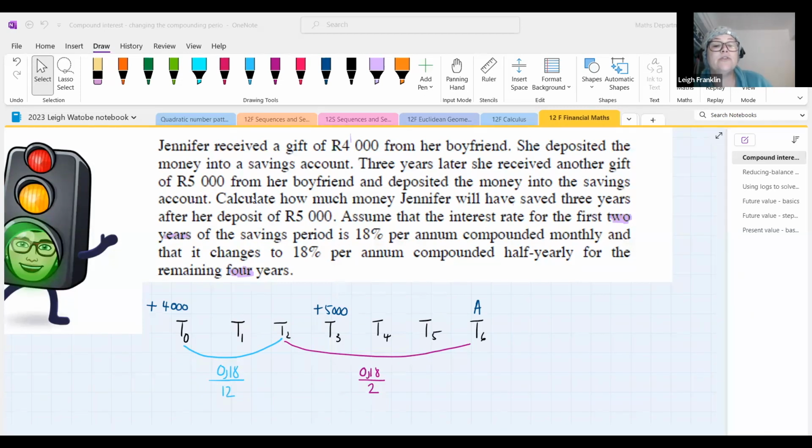It asks us to calculate how much money Jennifer will have saved 3 years after the deposit of 5,000 Rand. So in other words, 4,000 Rand goes into the account, it stays there for 3 years. 5,000 Rand gets added to it, and that money stays there for another 3 years. So 3 plus 3 is 6.